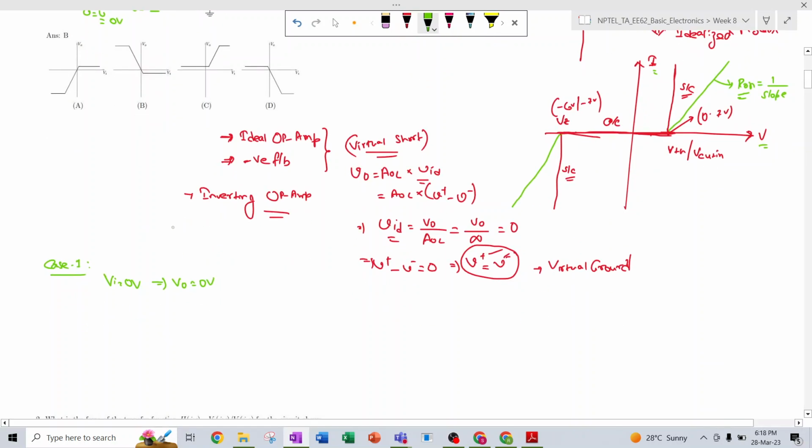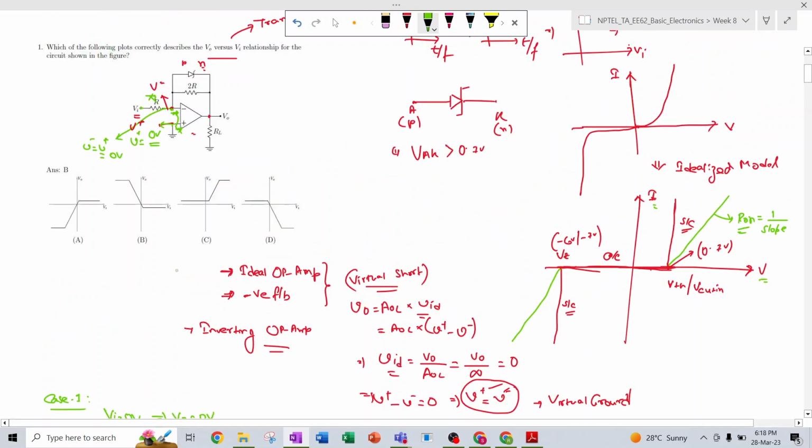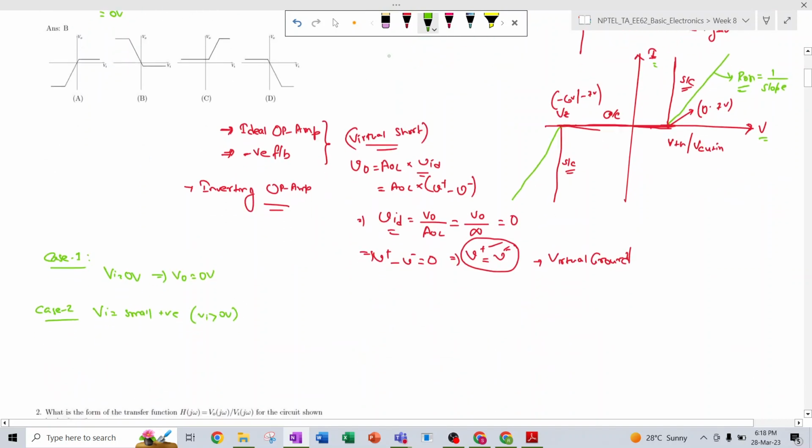Now what happens if we increase the Vi? So case 2, Vi is equal to small positive. When Vi is small positive, that means Vi is just greater than 0 volt, then what happens? A certain amount of current will flow. So I will draw the circuit.